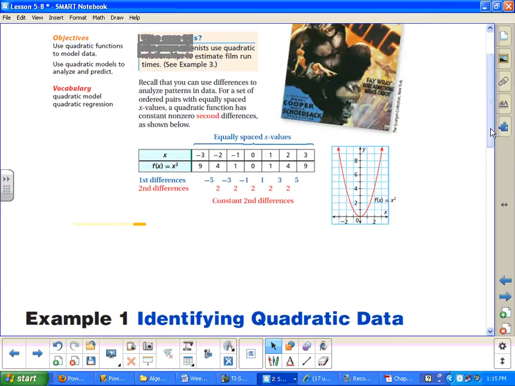Now, a reminder: when we were trying to tell whether a set of data was linear, we would check first differences. If we wanted to see whether it's quadratic, we would check the second differences. And if we wanted to find out if it's exponential, then we would check for constant ratios. So we're going to be looking at whether something's quadratic or not, which means we check to see if the second differences are the same.